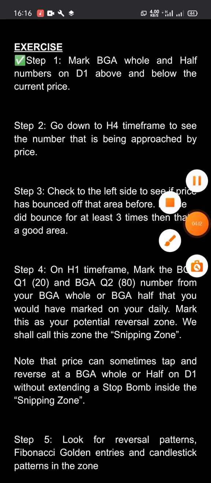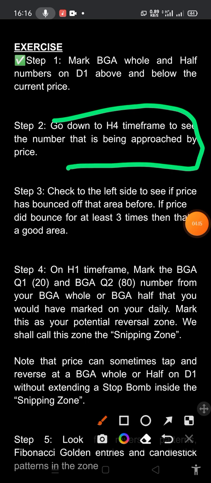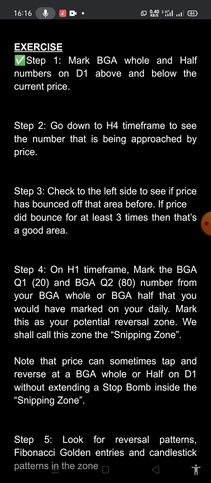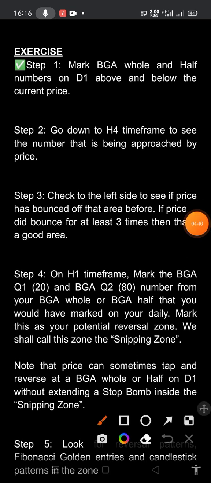Now you can see they said we should go down to the 4-hour time frame to see the number that is being approached. Then you check the left side to see if price has bounced off that area before. If price did bounce off at least 3 times, then that's a good area. And on the 1-hour time frame, mark the BGA 20. We've marked this already. You would then mark this as your potential reversal zone. We shall call this zone the sniping zone. Do you understand? Let me just explain something very fast before we get on the chart.